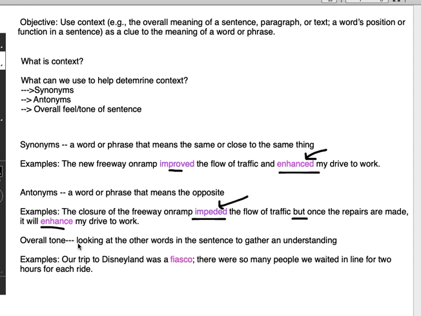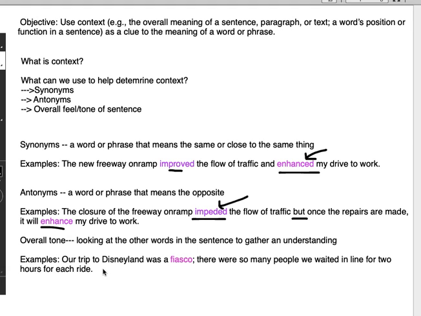I'm also using the next section, which is the overall tone. I'm using the other words in the sentence to gather an understanding. I used the word closure in this sentence, and I used this word but here. So those also help me determine the meaning of these two antonyms. If I'm talking about overall tone, it means I'm looking at the other words in the sentence to gather an understanding.